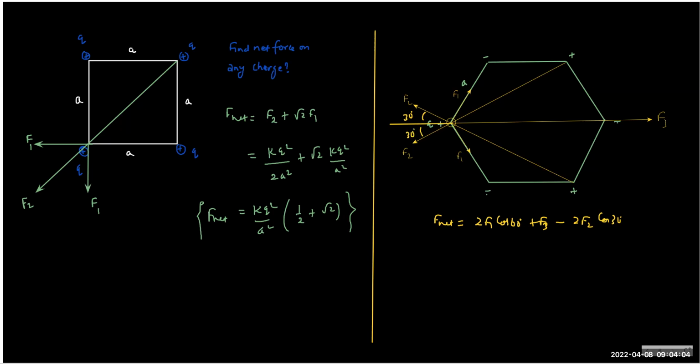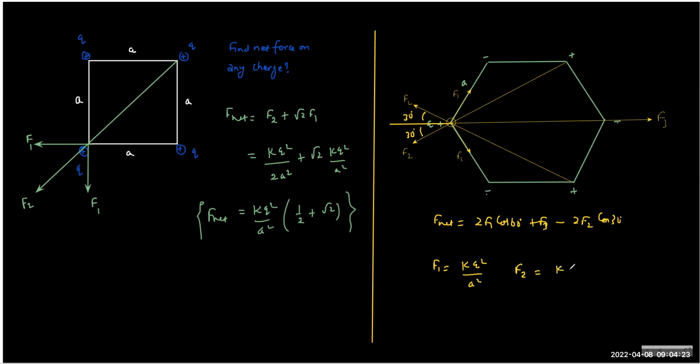Now the question is for F1, the answer will be KQ square by A square, value wise, because we are adding value. Direction we have taken care of, so we'll not put the direction, I mean sign, we just add the value. What about the F2? Because that's interesting.